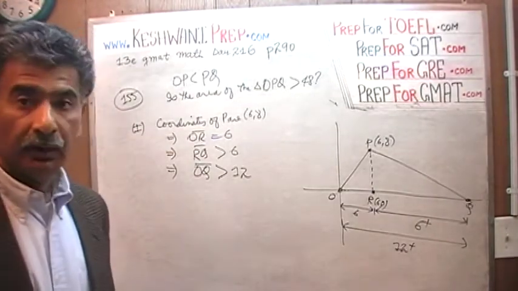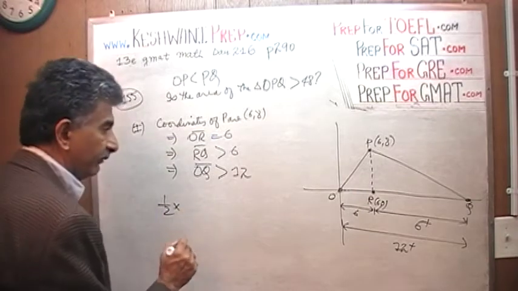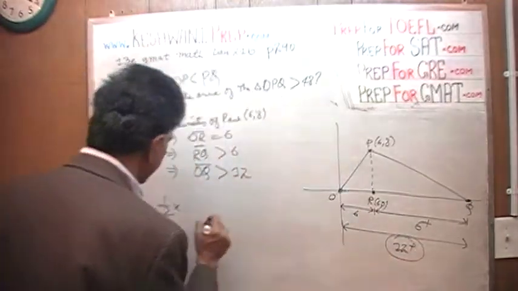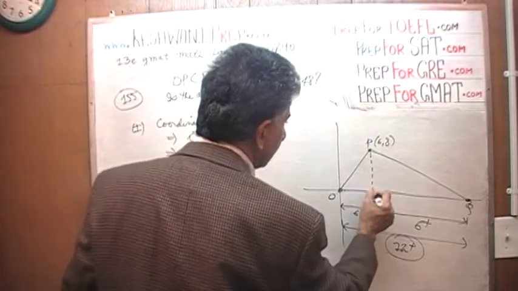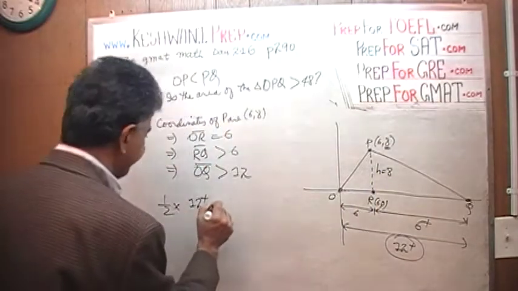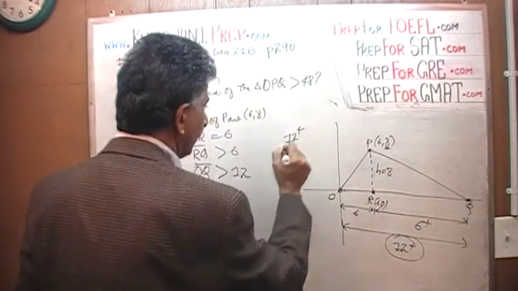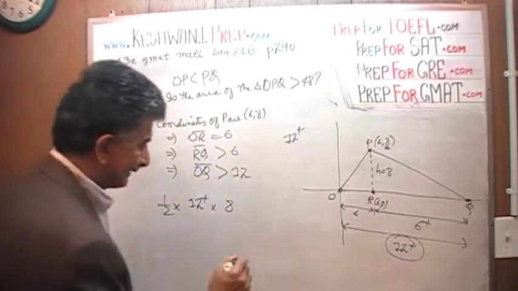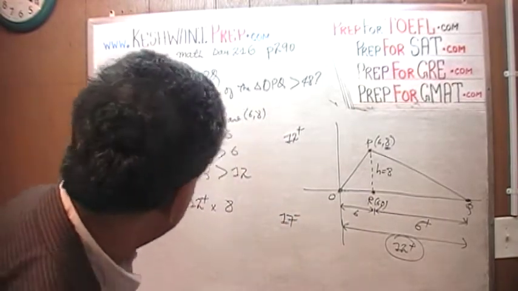Now we are ready to figure out the area. The area of a triangle is simply 1/2 base times height. The base we just found out is more than 12. The height we know is from here to here, which is 8. This is how we write something more than 12: just put down 12 with a plus sign on it. Something less than 17, you put down 17 with a negative sign on it. That's all.